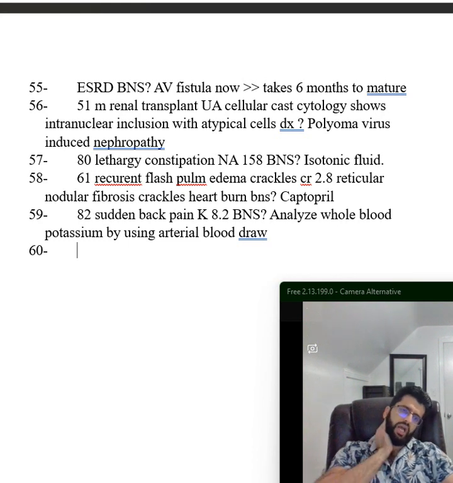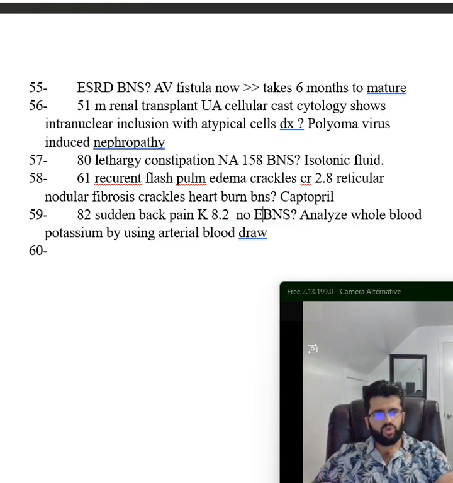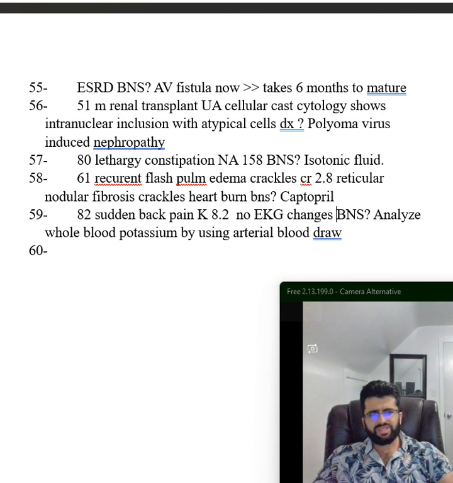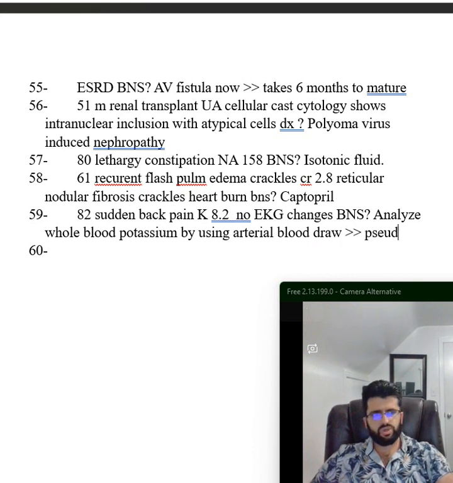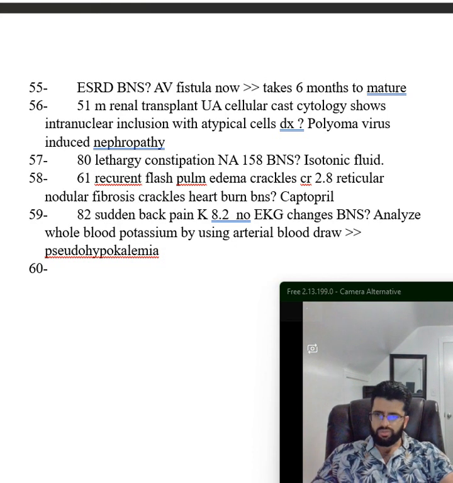Okay, and usually what they bring you is potassium 8.2 with no EKG changes. That's what gives it away, because usually potassium more than 8 causes some EKG changes. If there are no EKG changes and potassium is more than 8, that makes you suspicious. This is pseudohyperkalemia. It's actually common. You can see that especially with point of care testing. One of our attendings used to call it a piece of crap or something, because it's not very accurate.